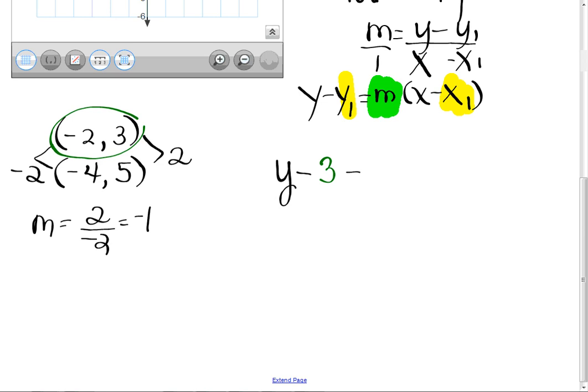That's equal to the slope. What's the slope? We just found it. -1. And then it's x minus, and what's the x value? Not 2. The y value, this is x, this is y. The y value is 3, so what's x equal to? -2. Do you guys see that?